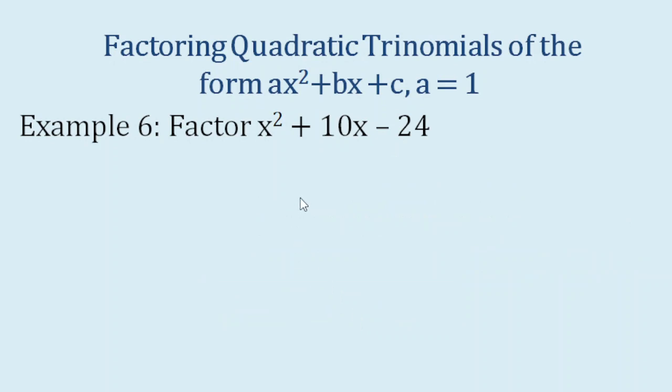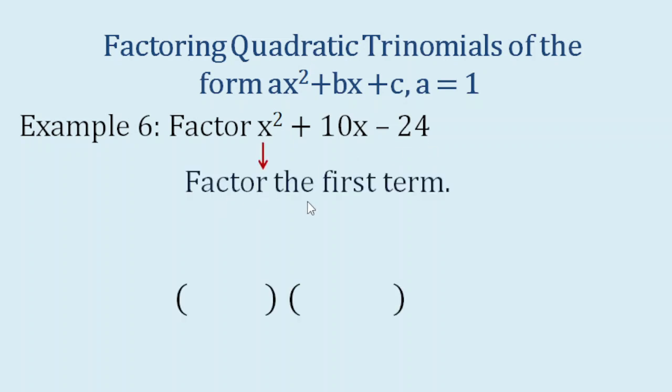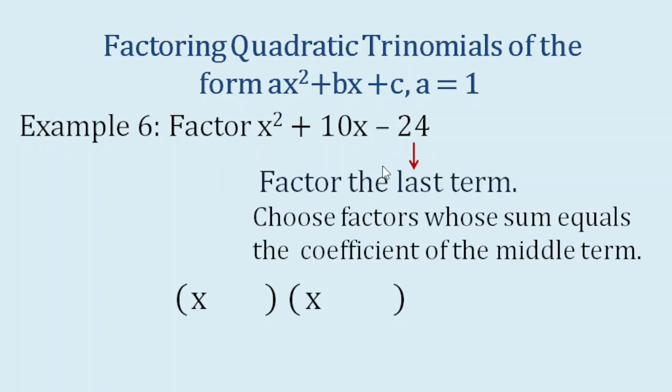Example number 6. Factor x squared plus 10x minus 24. Again, first step, factor the first term. Factors of x squared are x and x. Then, factor the last term, negative 24, but we are going to choose factors whose sum equals the coefficient of the middle term.